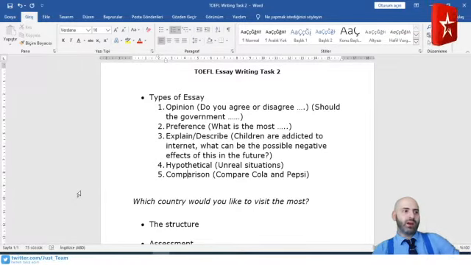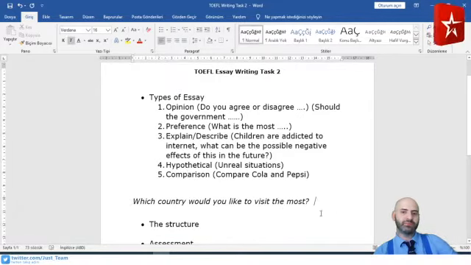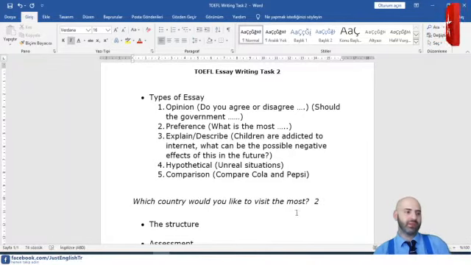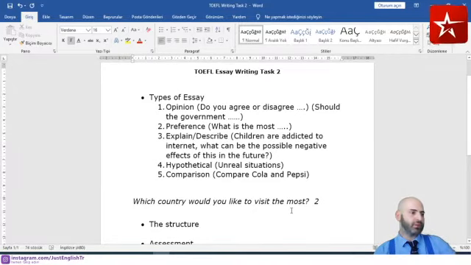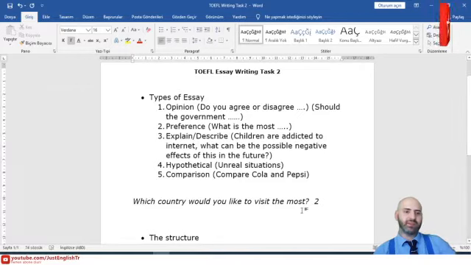Chisem, you are absolutely correct. This is preference type of essay because it asks you your opinion, but you don't have any possible answers in the question, so it is type 2. I will write here number 2. So this is example of number 2. Typer, you are also correct. Good. Next question is something like this.